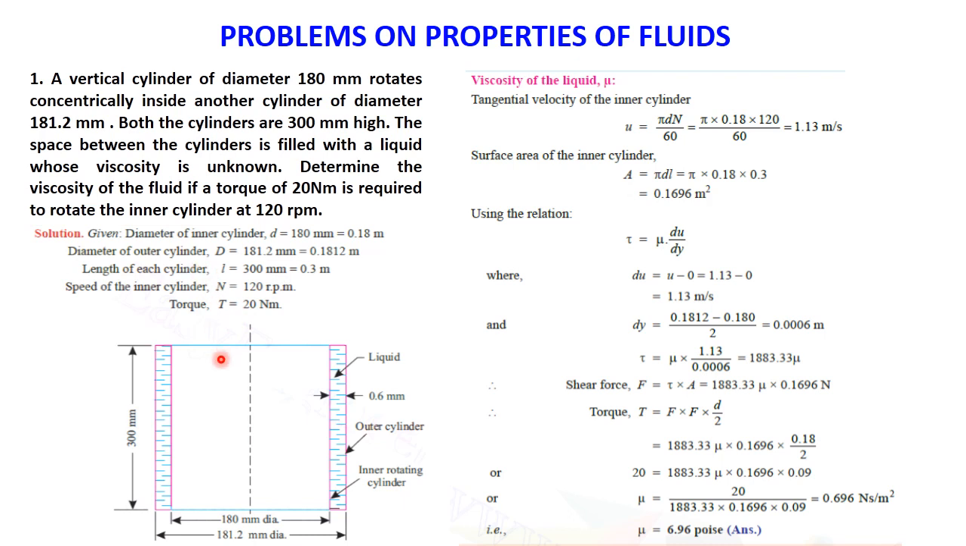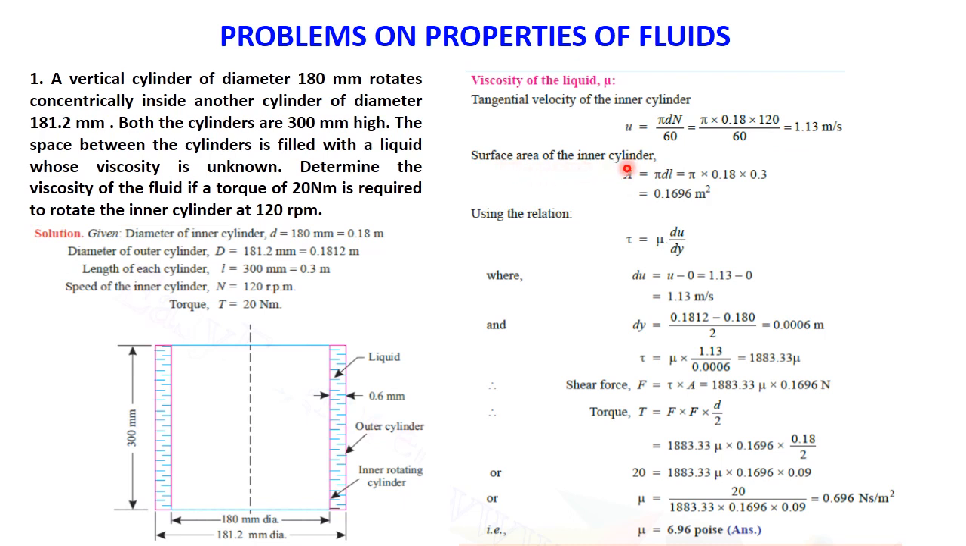First we know that whenever there is a vertical cylinder or whenever some rpm is given, we have to find the tangential velocity of the inner cylinder, or we can say the angular velocity. So here you can see the tangential velocity of inner cylinder U is equal to pi d N by 60. So it is equal to pi into small d, that is inner cylinder, 0.18, into speed 120 rpm divided by 60. So we get the value of the tangential velocity as U equal to 1.13 meters per second.